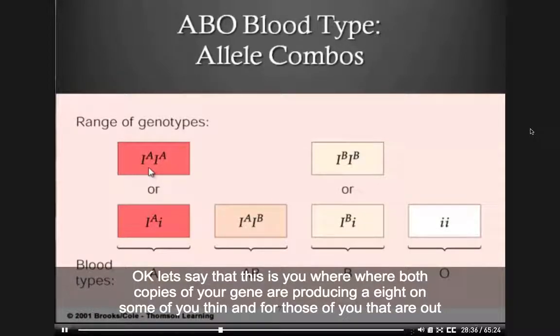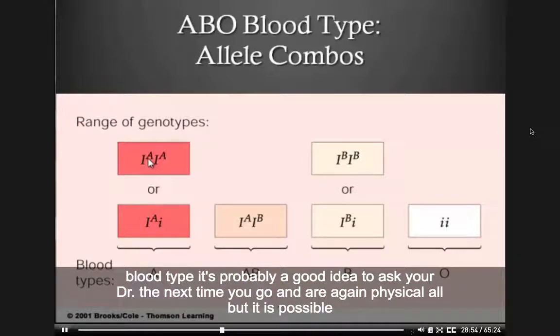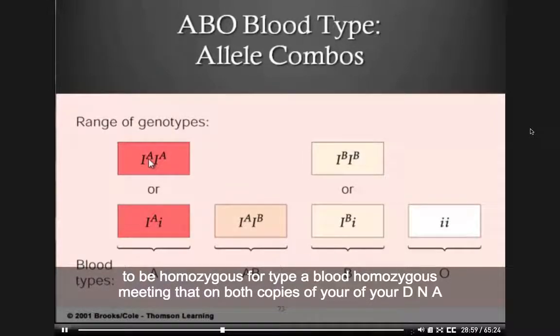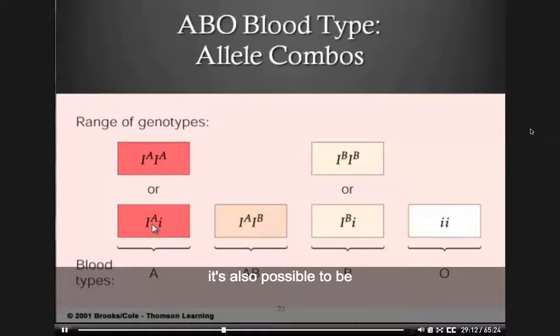Okay, let's say that this is you, where both copies of your gene are producing A. For those of you out there, if you know what your blood type is, that's fantastic. You can actually kind of keep track of this yourself. For those of you that don't know your blood type, it's probably a good idea to ask your doctor the next time you go and get a physical. But it is possible to be homozygous for type A blood. Homozygous meaning that on both copies of your DNA, you are producing A-type blood over here and A-type blood over here.